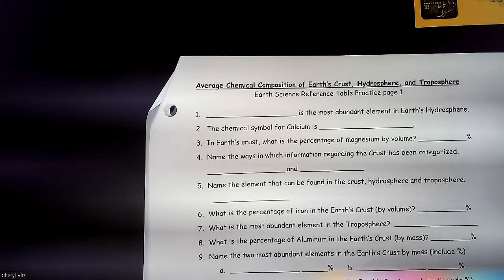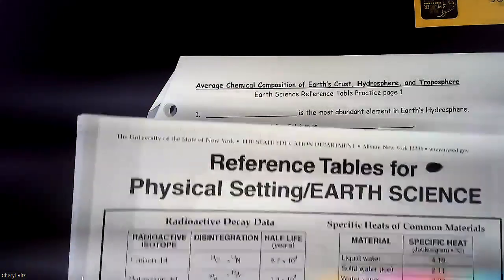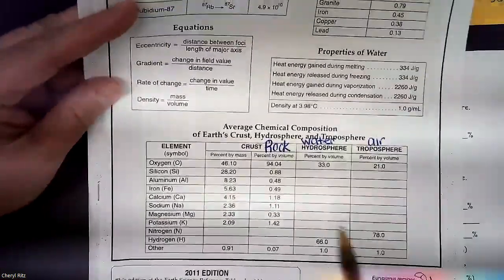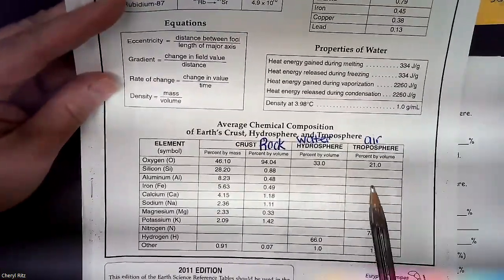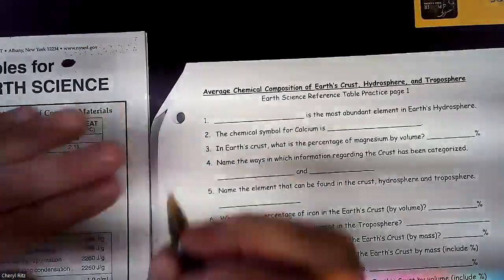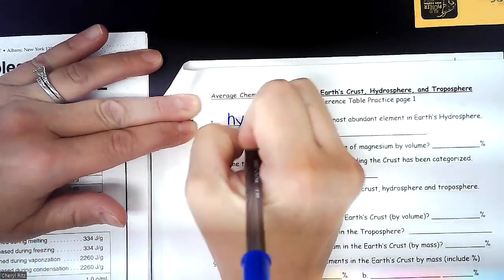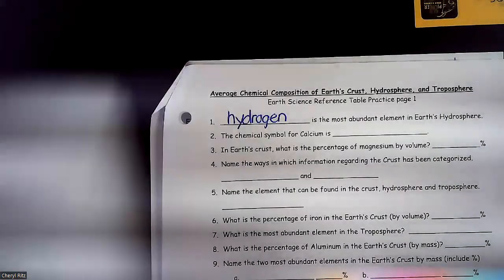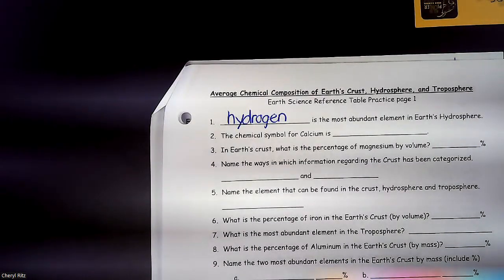Your reference table reminds me of like a paper copy of Google for earth science. If you had to Google the most abundant element in the hydrosphere, you would type that into Google and it would pop up as hydrogen without you even thinking. So if it seems like a question Google would answer for you, grab your reference table and just start searching through it. Let's go, you guys, let's do it around the room.